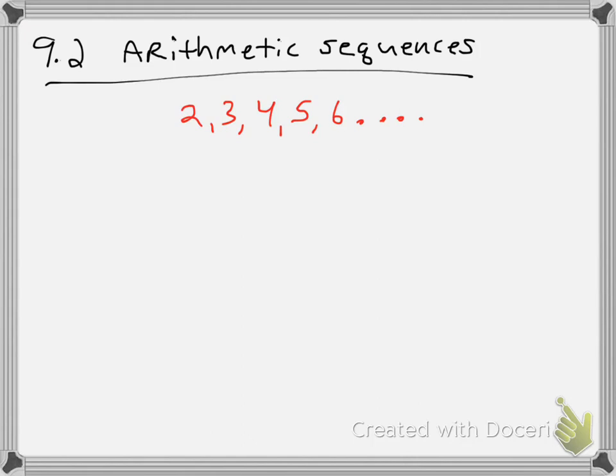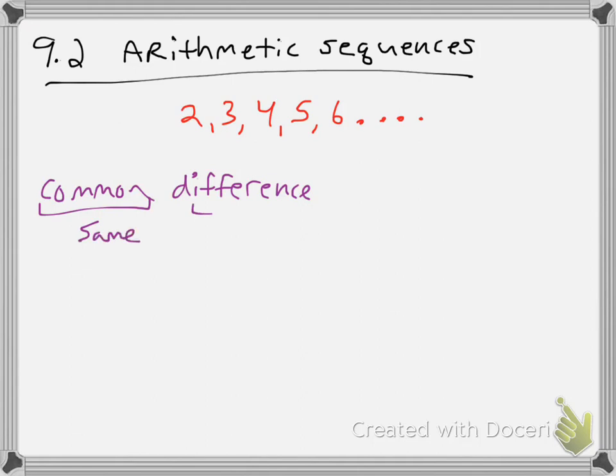To find out if something is arithmetic, that means it has to have a common difference. So let's look at that word, common difference. Well, common means same, and difference is subtraction. And so if we subtract these terms, they should have the same difference, the same answer to the subtraction problem.